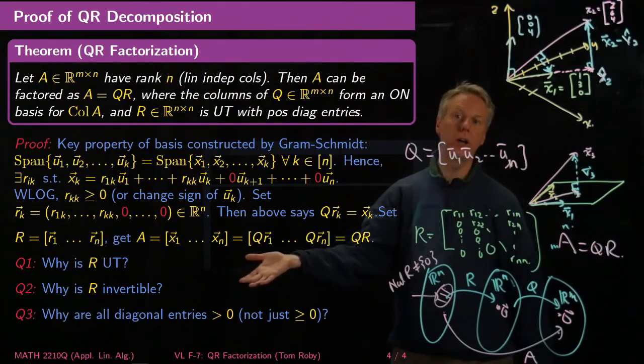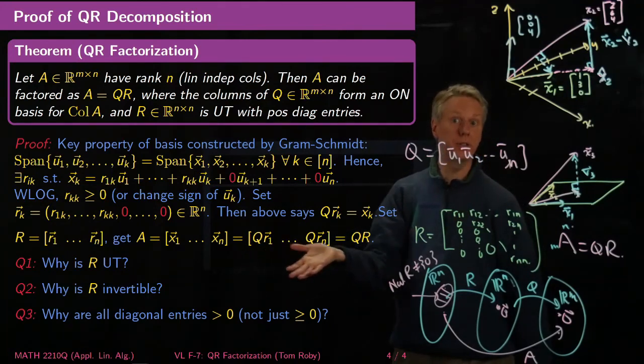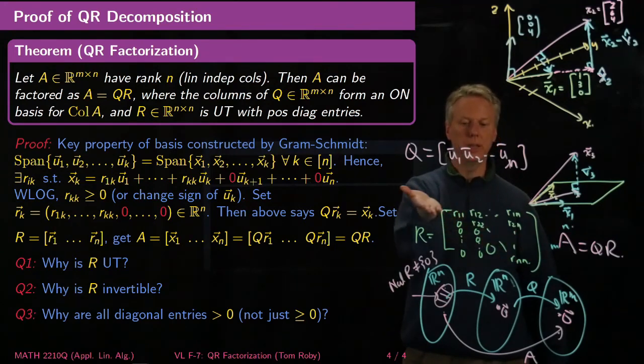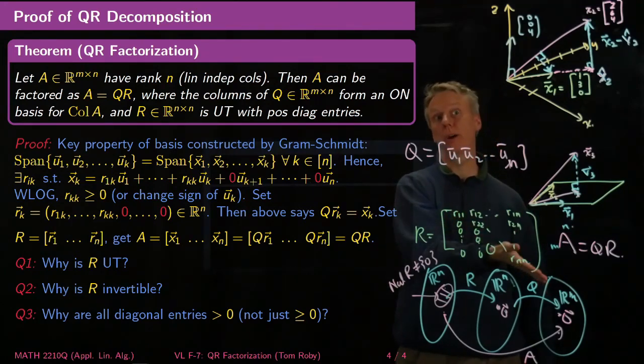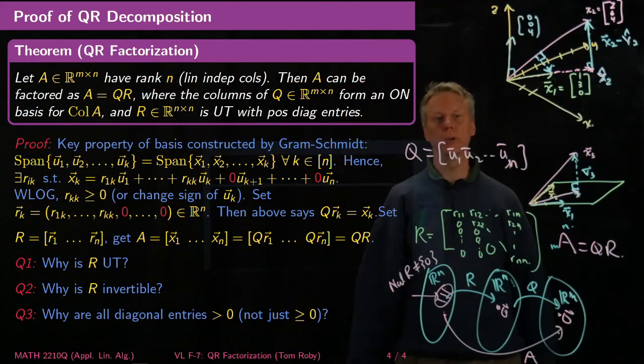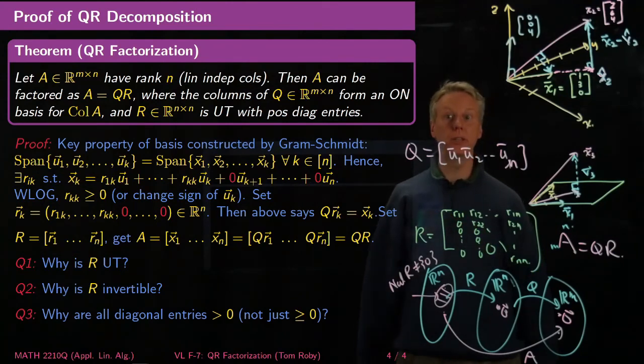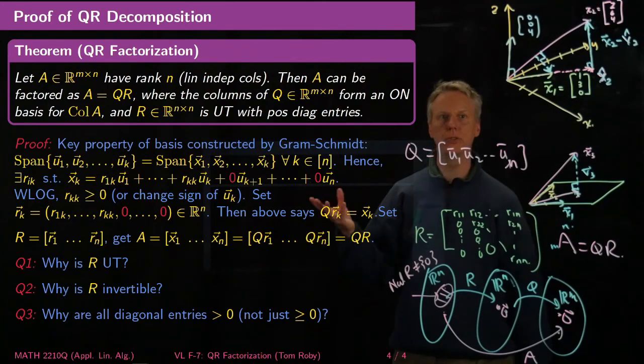the next question is, why are all the diagonal entries positive and not just non-negative? Well, if one of the entries was actually 0, then this determinant would just be 0, right? But we know that an invertible matrix has non-zero determinant, so this can't be. So none of those entries can be 0. Okay, so those are the answers to those questions.